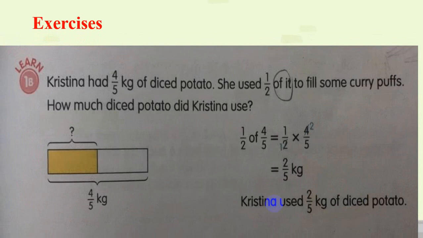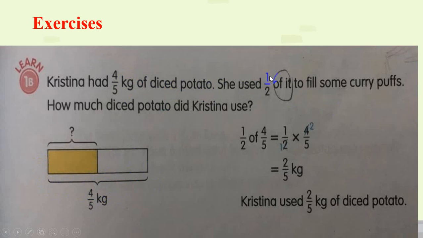The next problem: Christina had 4 over 5 kg of diced potato. She used 1 over 2 of it to fill some curry puffs. How much diced potato did Christina use? If we draw a model, they said Christina had 4 over 5 kilogram of diced potato. So the whole potato that she has is 4 over 5 kilogram. And then she used 1 over 2, which means half of it.